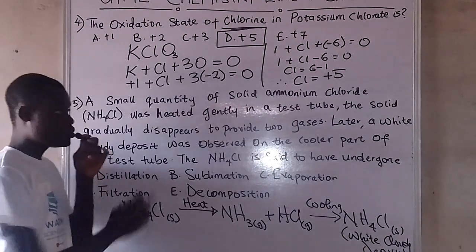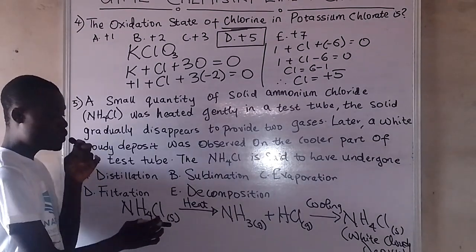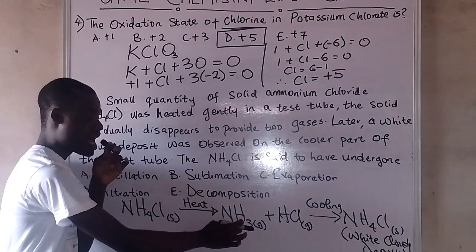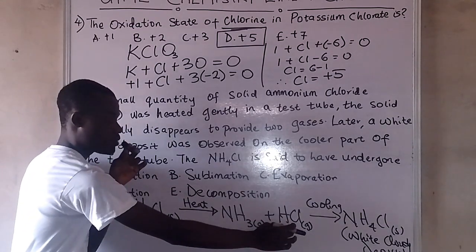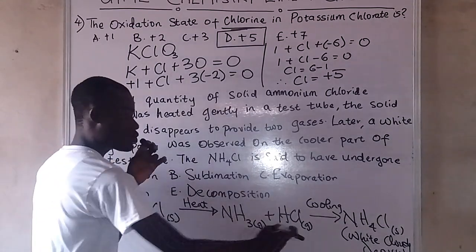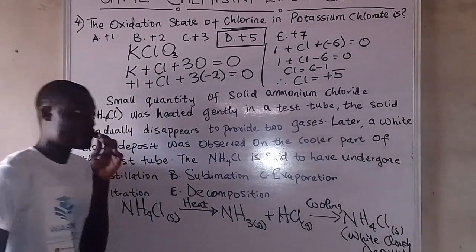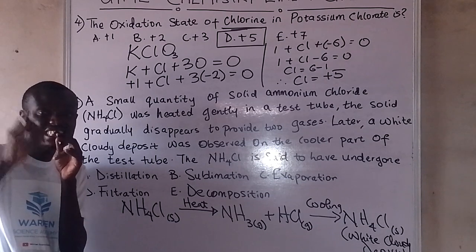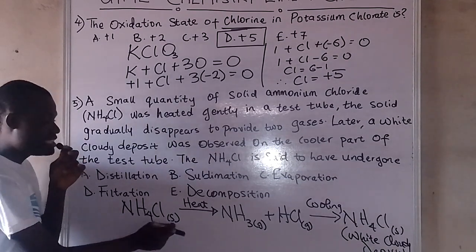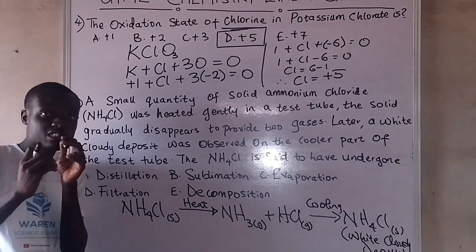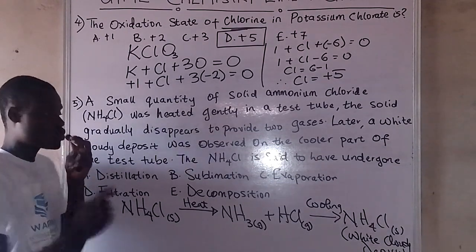So what happened during this entire process is that when you heat solid ammonium chloride, on heating it will decompose to give us ammonia gas and hydrogen chloride gas. Then on cooling, these two gases will react or recombine to give us solid ammonium chloride. So what happened at the initial part of this reaction is that this solid substance on heating turned to gas, and this process is what is known as sublimation.